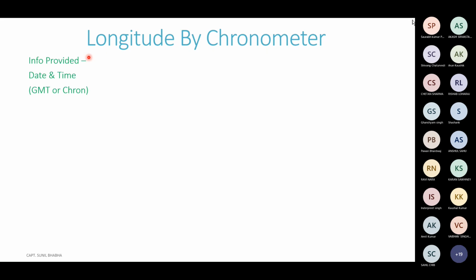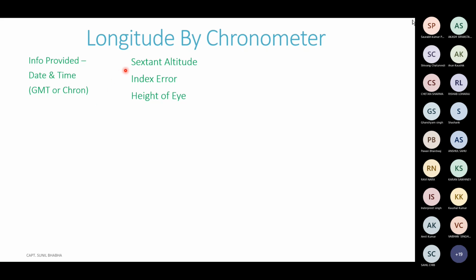Now, first of all, let's go into the information which is provided. The info provided in these questions is the date and time of observation. The time may be given as GMT straight away, or they may give us the chronometer time. Obviously, if the time is given as chronometer time, it will have the chronometer ambiguity, and we will need to resolve the chronometer ambiguity. So for the chronometer ambiguity, an AM or PM indication is given to us in the question.